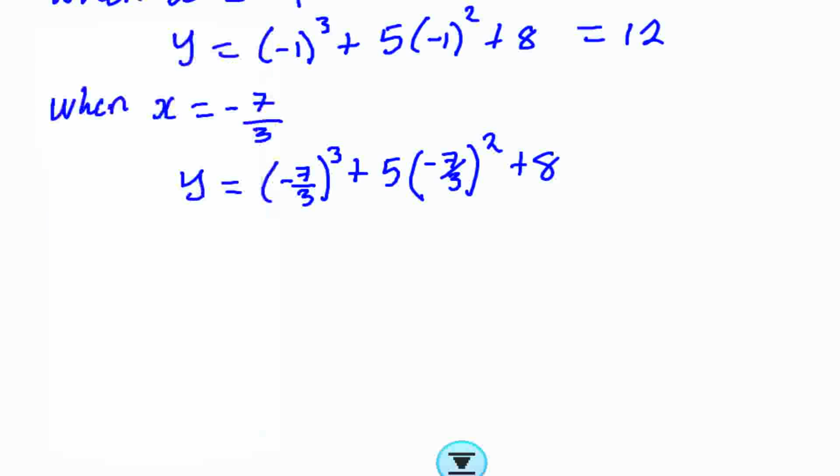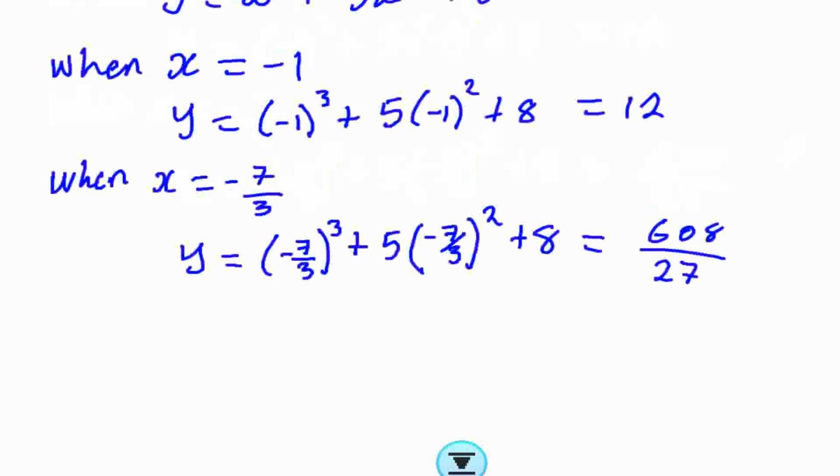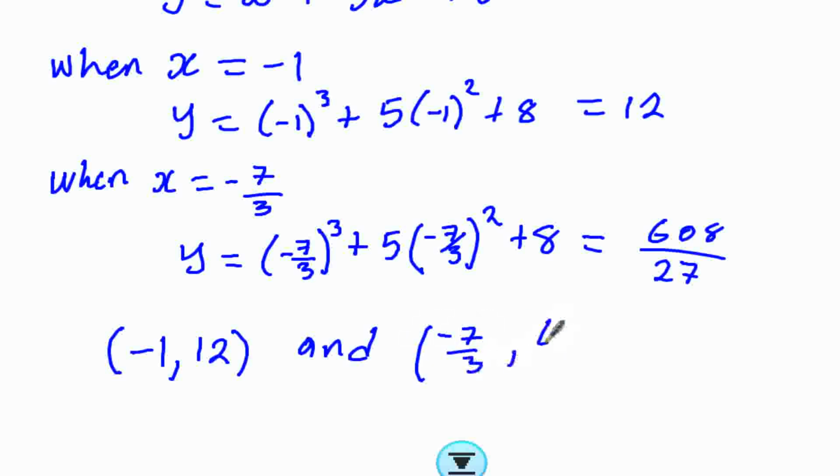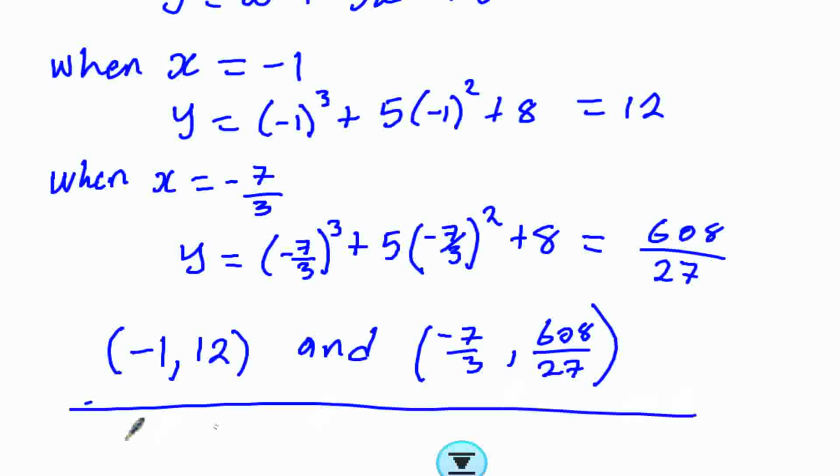So the answer to this is 608 out of 27. So our final answer will be x, which was negative 1 for the first part, y is 12, and x is negative 7 out of 3, y is 608 out of 27. Those are the 2 points we are looking for.